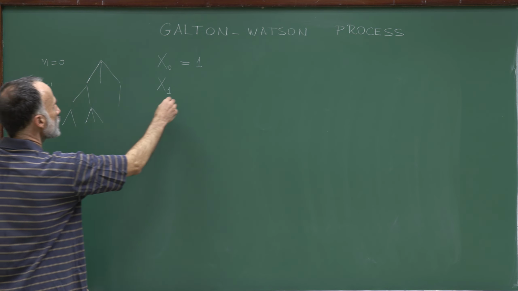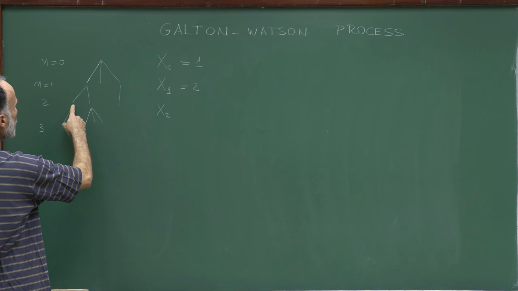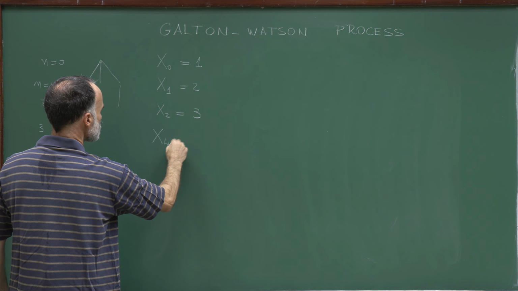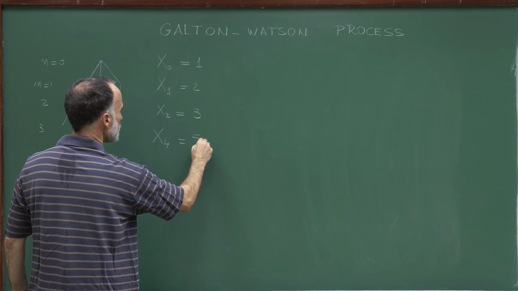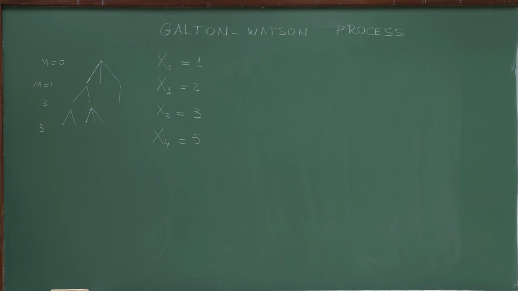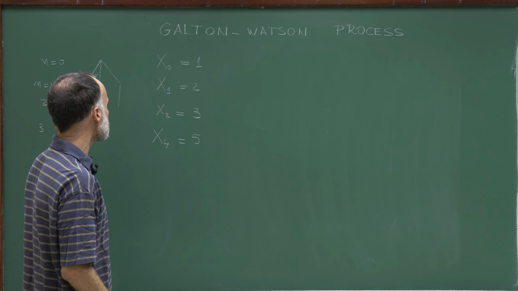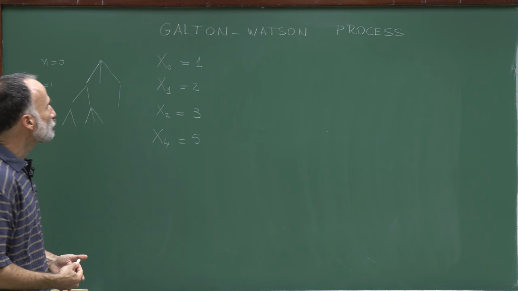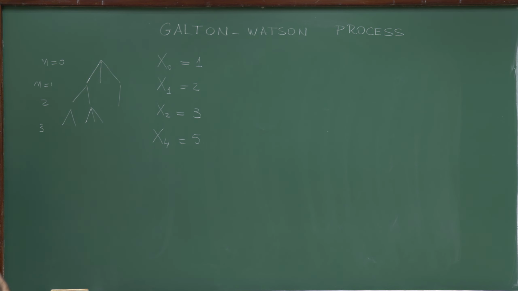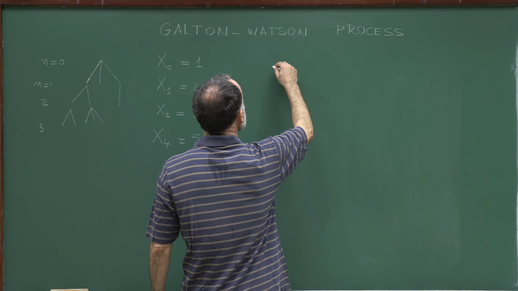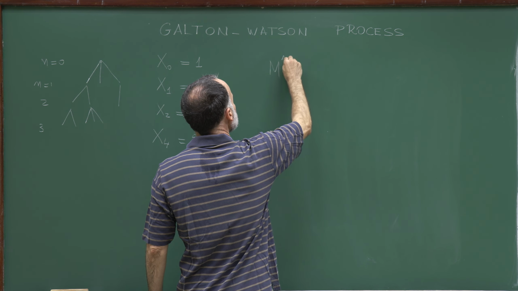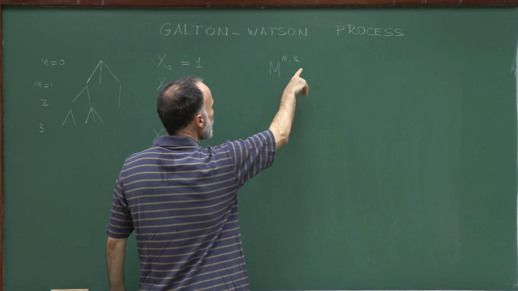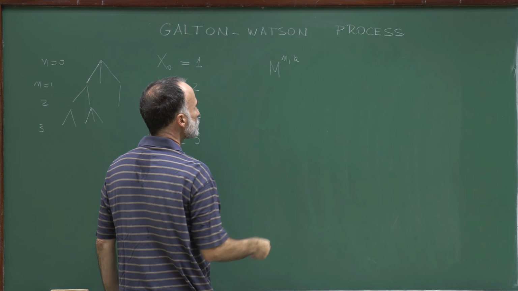So in my example, x1 is equal to 2. At the second generation, we have 3 individuals. At the fourth generation, we have 5 individuals, and so on. So this is the main notation. And in order to build the mathematical model, which will represent the evolution of this population, let me represent by m_{n,k} the number of offsprings of the kth individual of the nth generation.